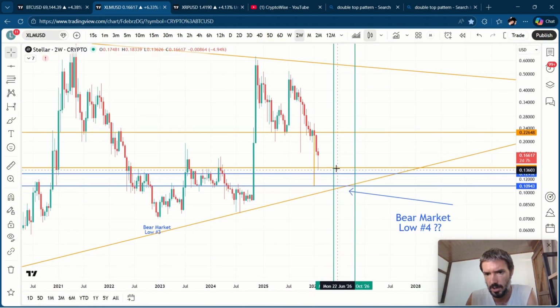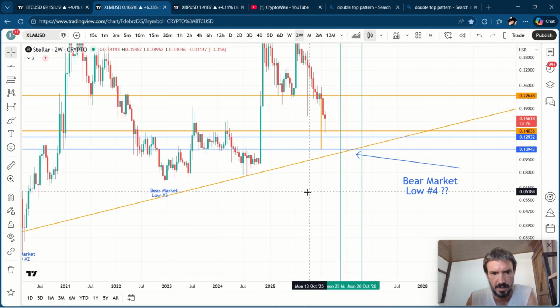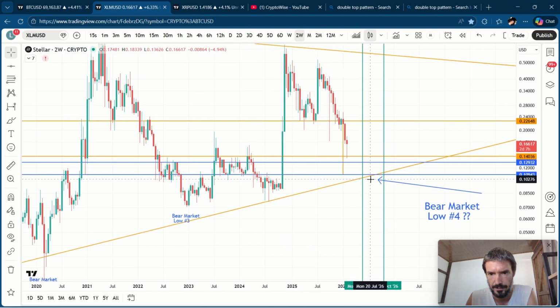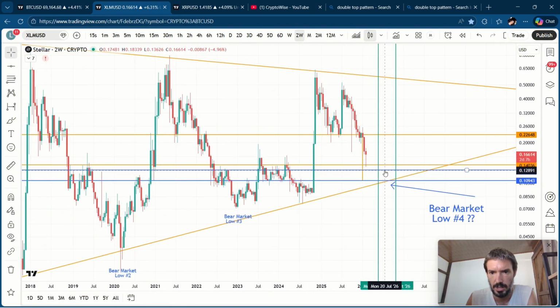So this is my target zone and timing. Between May 25th and October 26th of this year, between 11 cents and 13 cents would be a heavy accumulation zone for me. And if I see 11 cents, that'd be a strong buy. In fact, I'd probably have orders sitting down there very soon. So that's what I'd recommend accumulating.